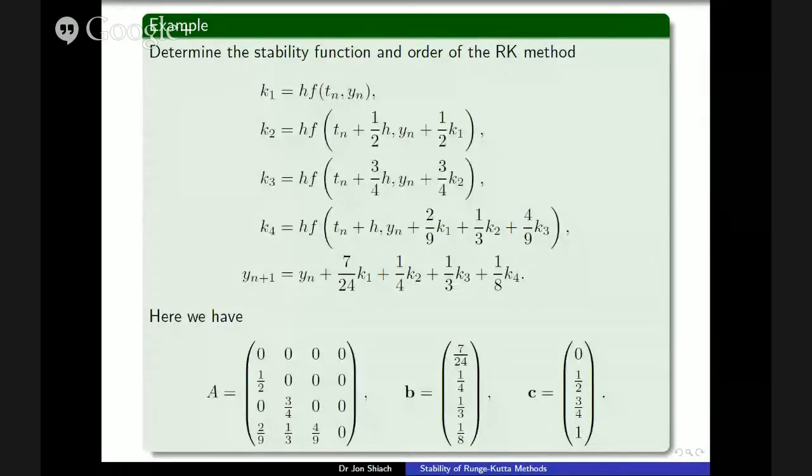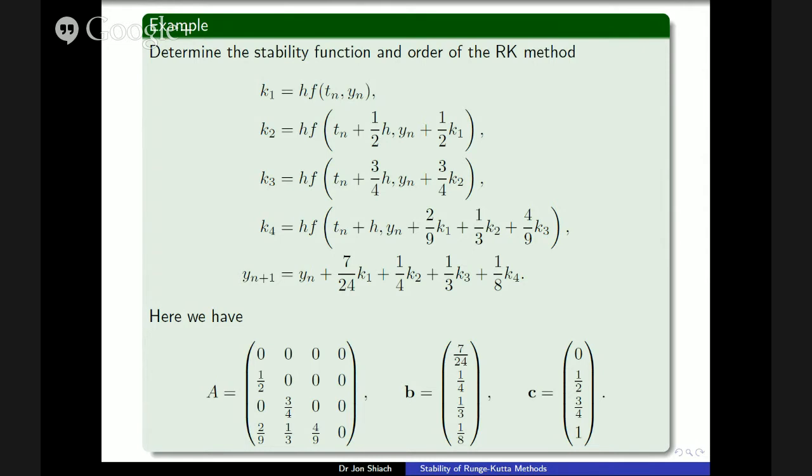I tried to do this last week in MATLAB, and MATLAB was not working on me, so I'm going to hopefully try it again. Here we have a 4-stage explicit Runge-Kutta method. I'm going to show you how to use MATLAB to calculate the stability function. I might have to do a bit of Alt-Tab because I haven't got my notes in front of me.